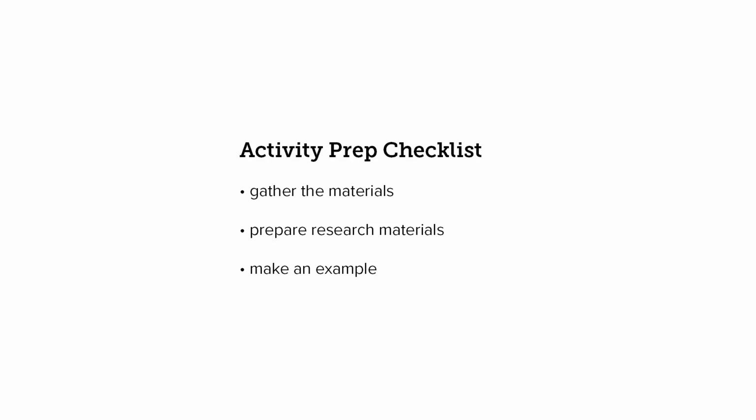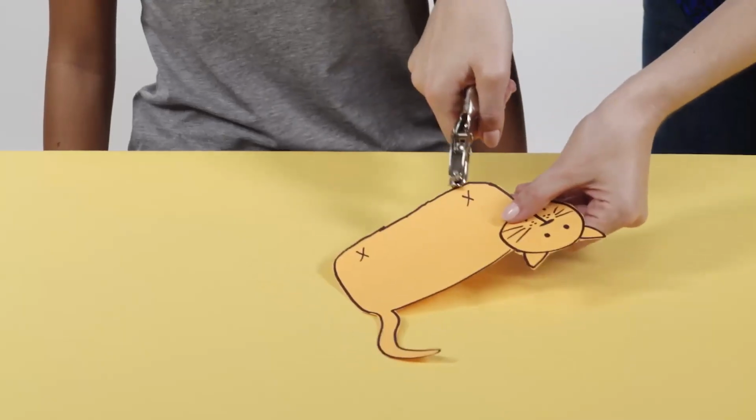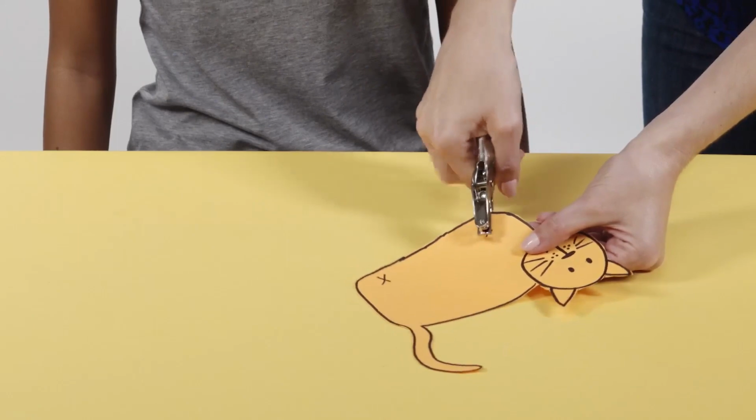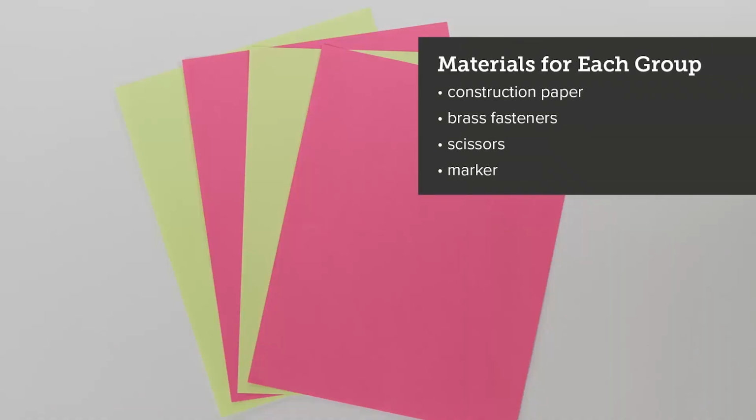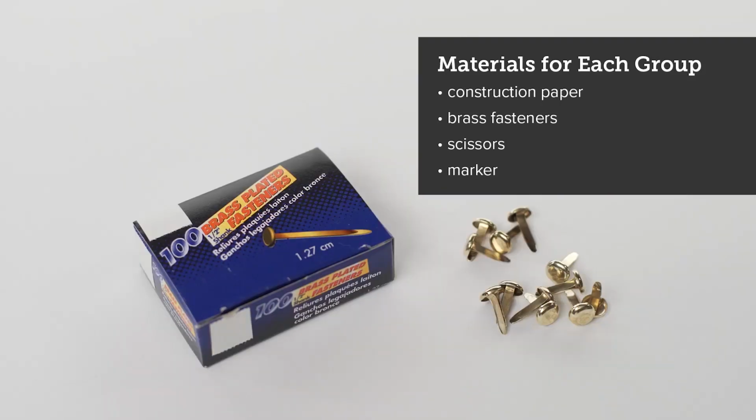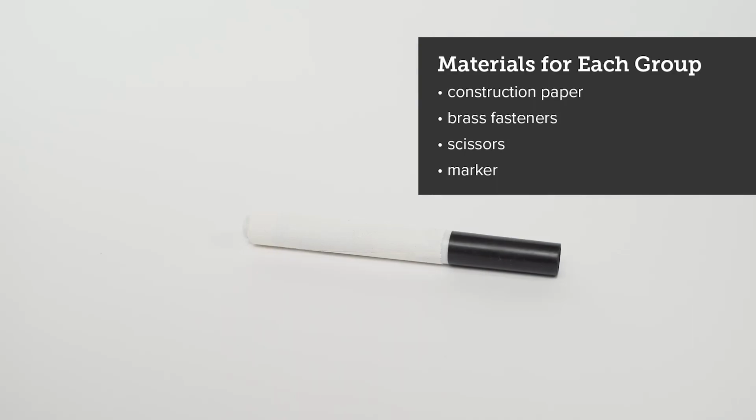As you prepare for this activity, complete this checklist before class starts. First, gather the materials. Along with the student materials, you may want to use a hole punch instead of scissors to poke holes for the brass fasteners. For each student group, you will need construction paper, brass fasteners, scissors, and a marker.